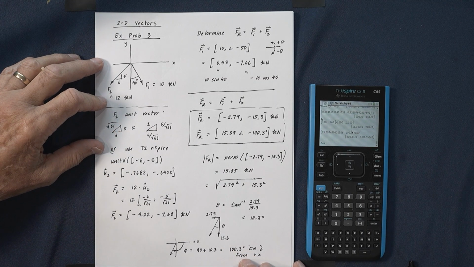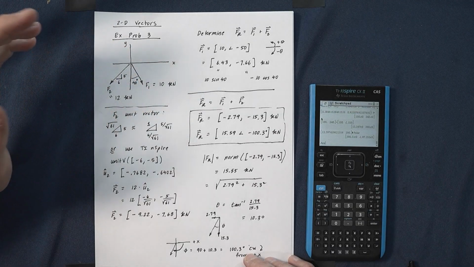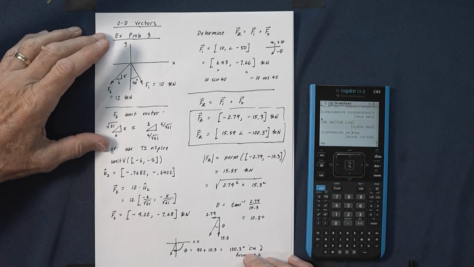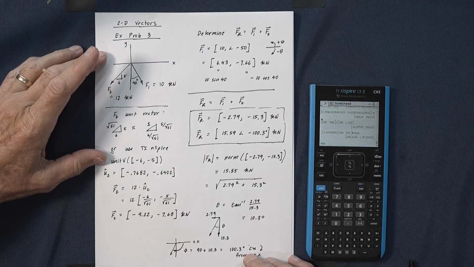This is our third example problem. Again, I'm using two different vectors, one given in polar form, one given in slope form, in different quadrants, and just practicing entering these vectors into your calculator.